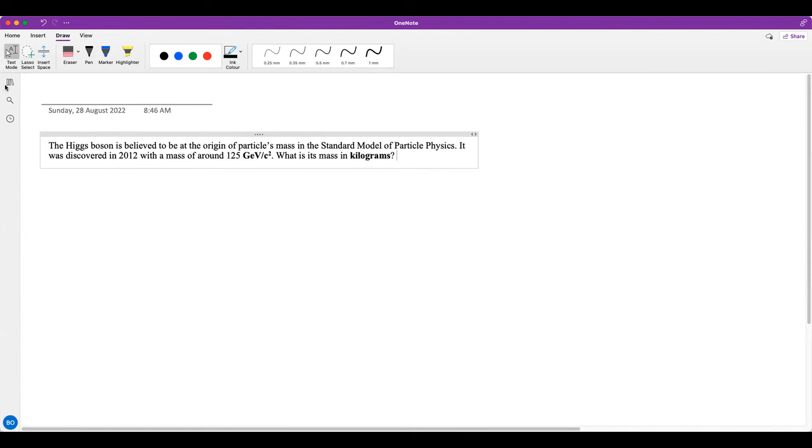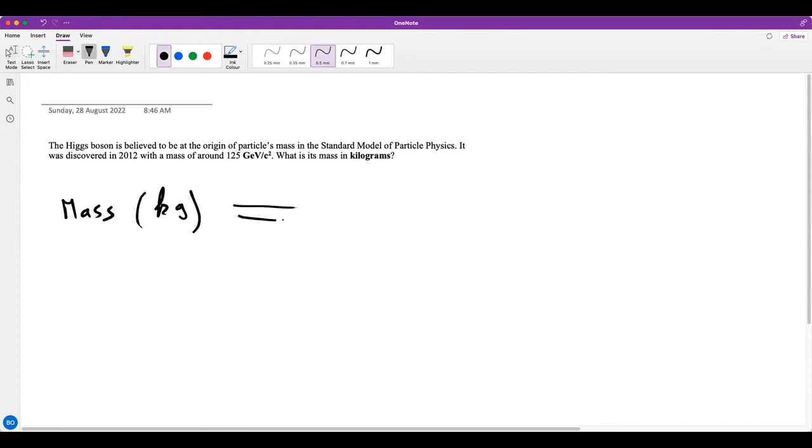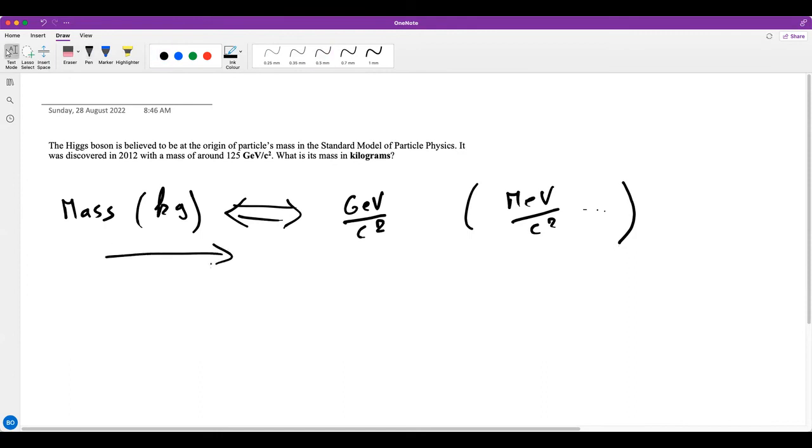If you remember, the mass of a particle can be expressed in kilogram, but it can also be expressed in, in this case, GeV per c squared. It can be MeV per c squared or eV per c squared. We have seen before how to go from mass to GeV per c squared or MeV per c squared. But now we want to know how to go from GeV per c squared to the mass in kilogram.